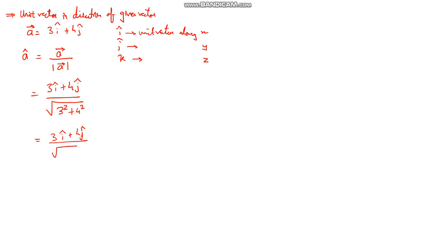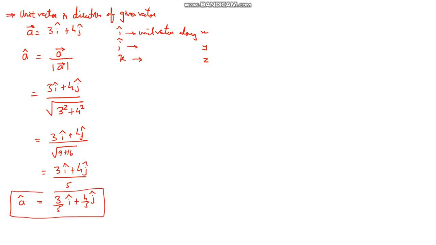This is root of 9 plus 16, which is 25, and if you take the root, 5 comes. Okay, so we got 3i plus 4j divided by 5. Now we can separate the fraction part. So we will have 3 by 5 i plus 4 by 5 j. So this is how we find a unit vector along any vector. Hope you all got this. Let us check out the next sum.